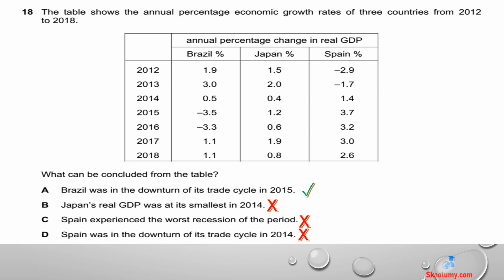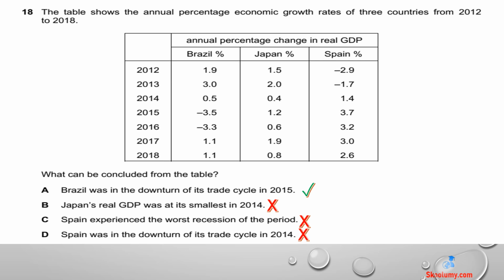Question 18. The table shows the annual percentage economic growth rates of 3 countries from 2012 to 2018. What can be concluded from the table? The correct answer is option A. Brazil was in the downturn of its trade cycle in 2015. Downturn means decline in economic activities. There was a fall in real GDP in Brazil in 2015, minus 3.5%.